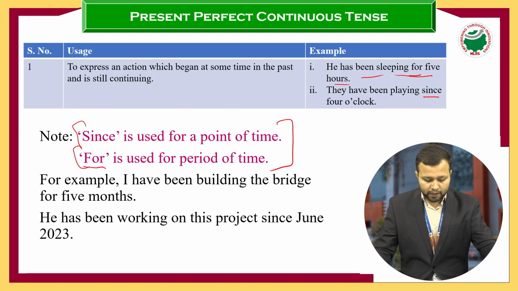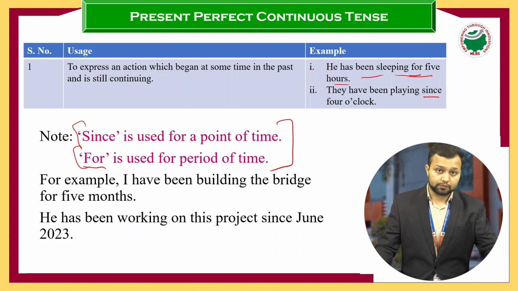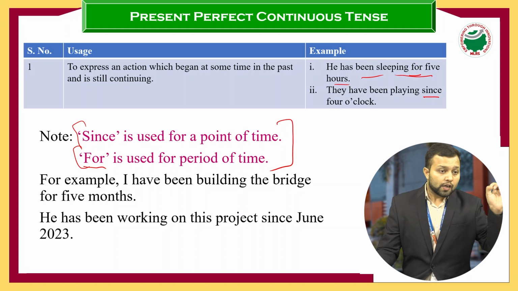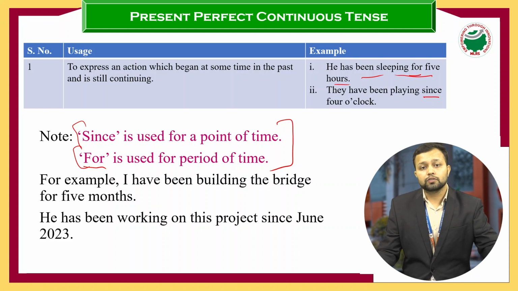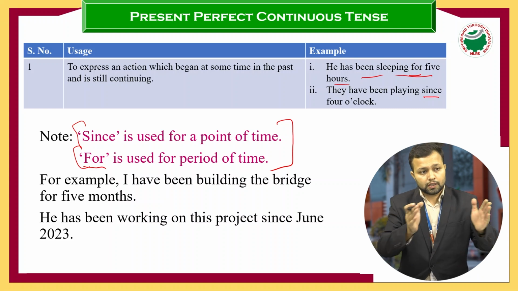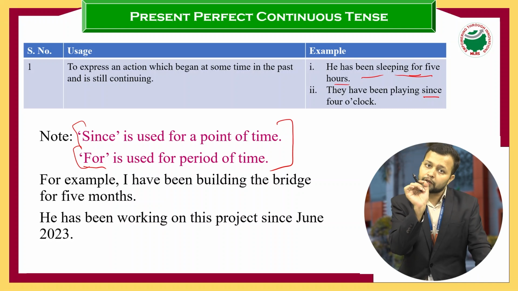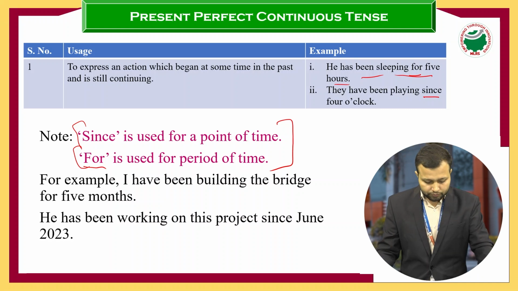For example, I have been building the bridge for 5 months. Shows a period of time. He has been working on this project since June 2024. Now, this June 2024 was a point of time. Only one month was June. Not five continuous months were June. Only one point of time was June.